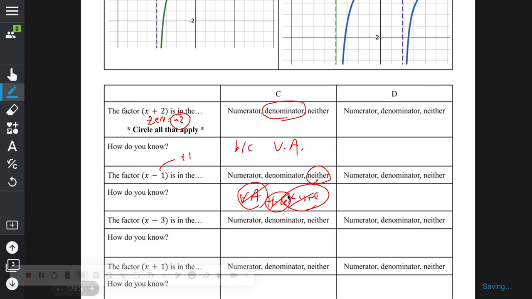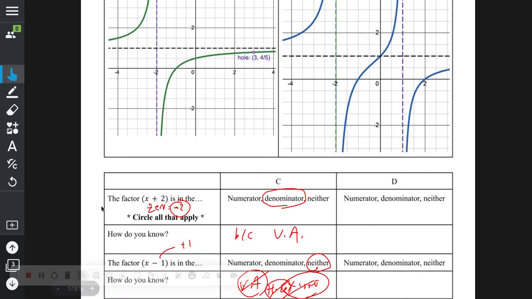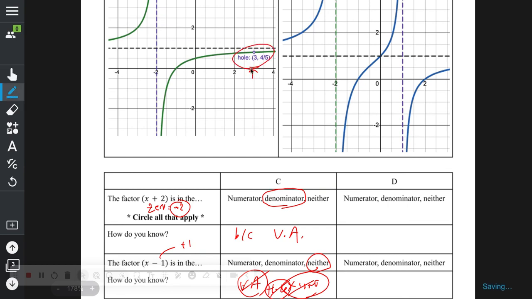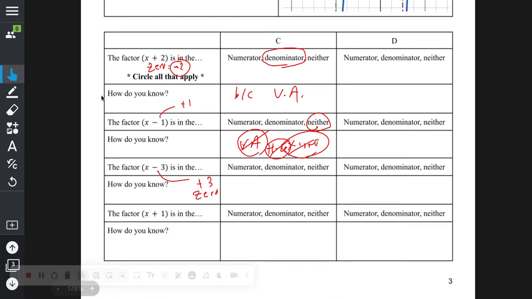Okay, but what about this factor, which creates a zero of positive 3? Let's look up. Positive 3 on the x-axis is over here. Well, guess what? We do have a hole right there. That means this factor must be in both the numerator and the denominator. It's a repeater, and that's because there's a hole right here.